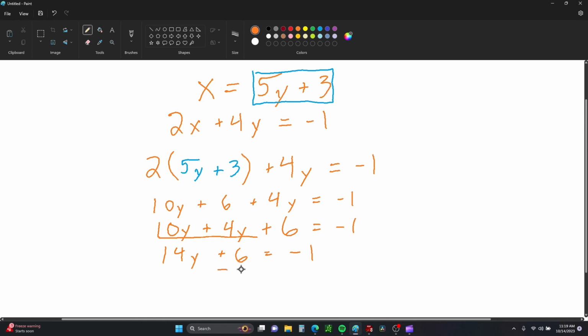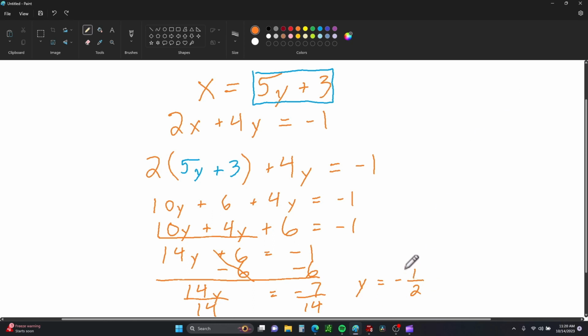I'm going to subtract 6 from both sides. And I get 14y equals minus 7. Dividing both sides by 14, I'm going to get y equals minus 1/2.